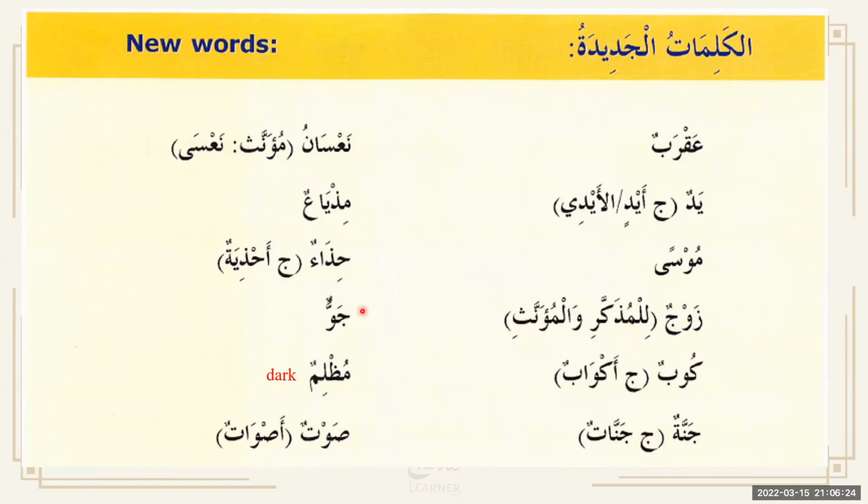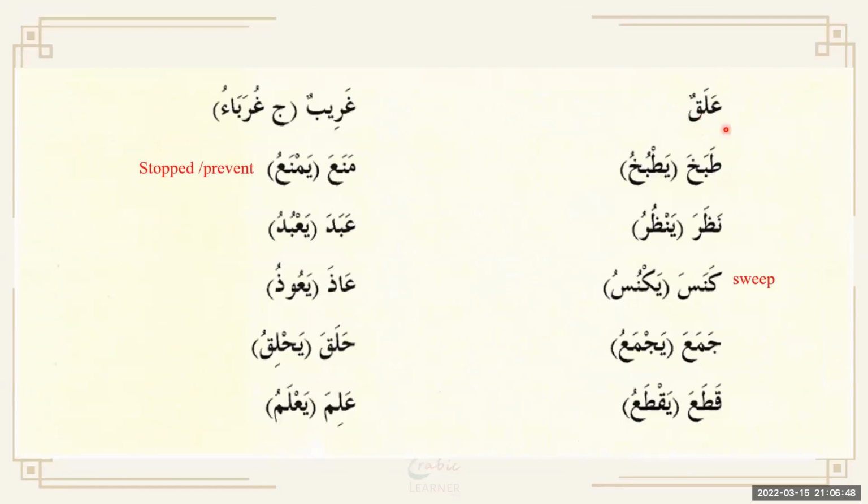Jawun is climate or environment. Kubun, the plural of that is akwabun. Muzlimun means dark. Jannatun, garden. Jannatun, jama of that. Sautun, aswat. What is sautun? Sound. Good. Alaqun. What is alaqun? Suspended thing, something that is hanging. Gharibun, ghuraba'u, that is the plural of that. What is gharibun? Stranger, not poor, says Tasneem. Stranger.